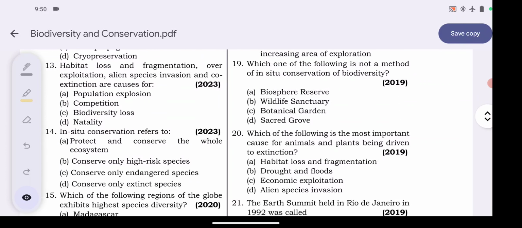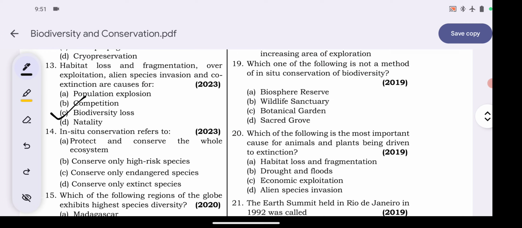Question number 13. Habitat loss and fragmentation, overexploitation, alien species invasion and co-extinction are causes of population explosion, competition, biodiversity loss, natality. Simple. क्या होगा आंसर? Option C, biodiversity loss. Okay, these all are the causes of biodiversity loss: habitat loss, fragmentation, overexploitation, alien species invasion and co-extinction. Question number 14.